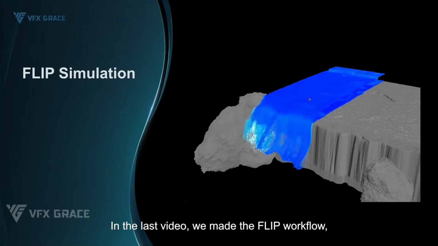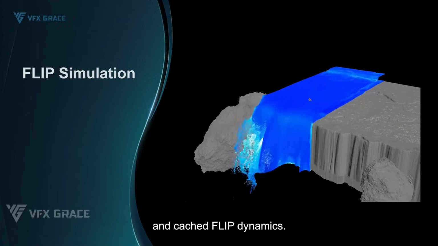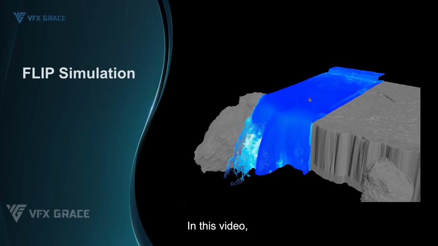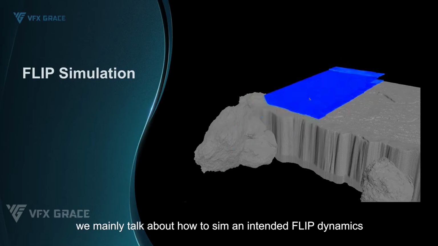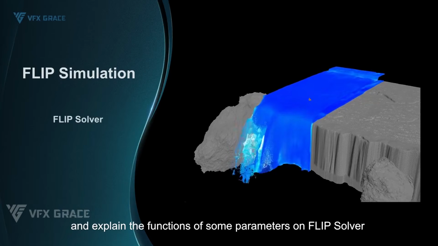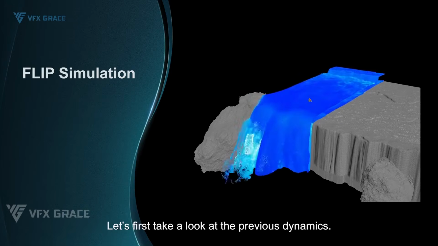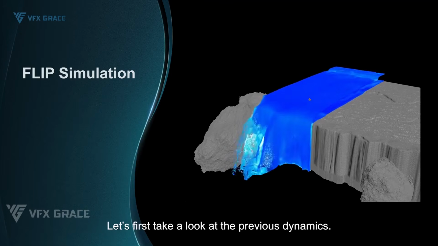In the last video, we made the Flip workflow and cached Flip dynamics. In this video, we mainly talk about how to sim an intended Flip dynamics and explain the functions of some parameters on Flip solver through the tests. Let's first take a look at the previous dynamics.